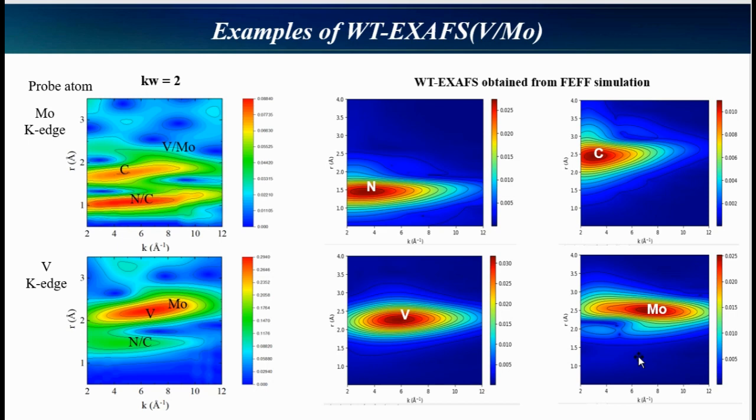using FEFF. The wavelet transform EXAFS signals of nitrogen and carbon are near 3 to 4 inverse angstrom, whereas those of vanadium and molybdenum are located around 6 to 7 inverse angstrom. Comparing to the theoretical wavelet transform EXAFS, we can find atomic properties such as the wavelet transform EXAFS at the molybdenum and vanadium K-edge respectively.